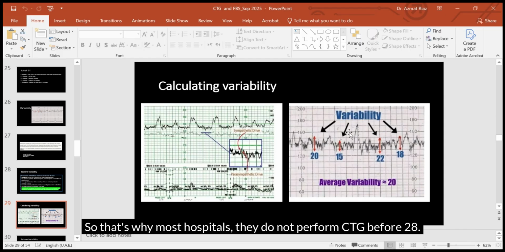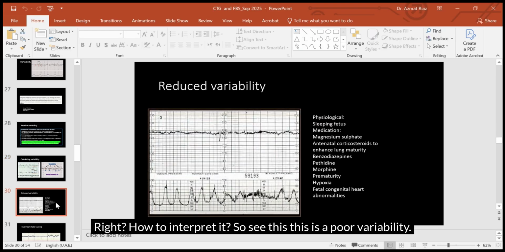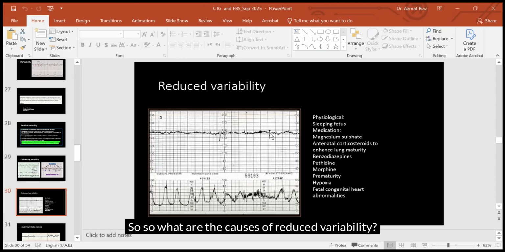That's why most hospitals do not perform CTG before 28 weeks, and in some cases some hospitals do start at 26 weeks onwards, but it becomes more difficult. Especially if we perform a CTG and now I'm stuck, right? How to interpret it? See, this is poor variability. So what are the causes of reduced variability? We will discuss in the next part.